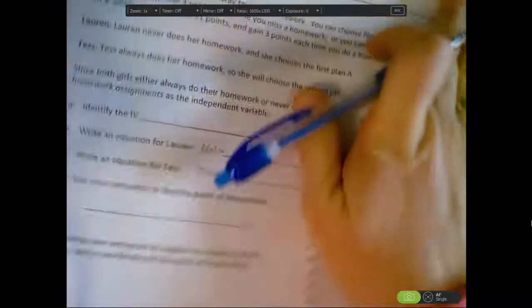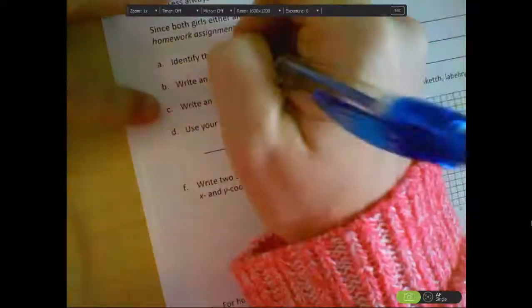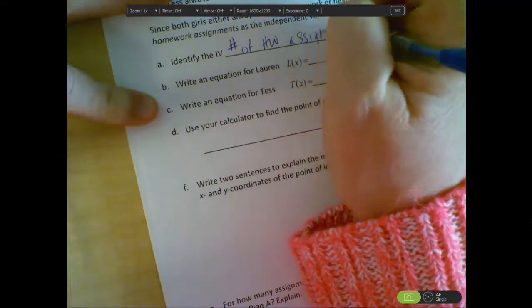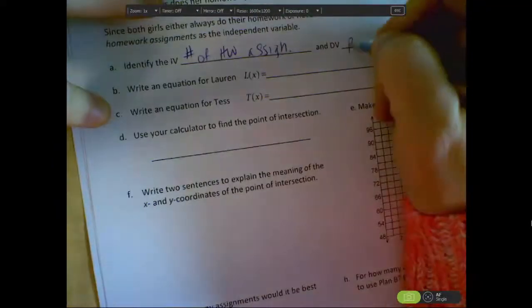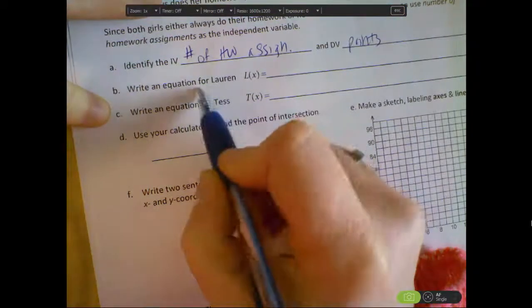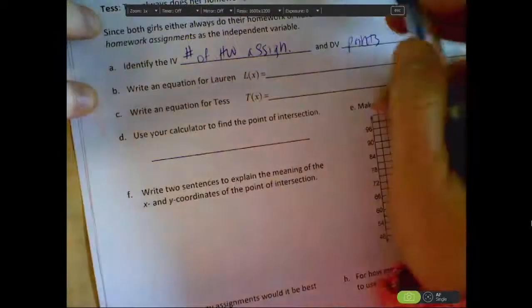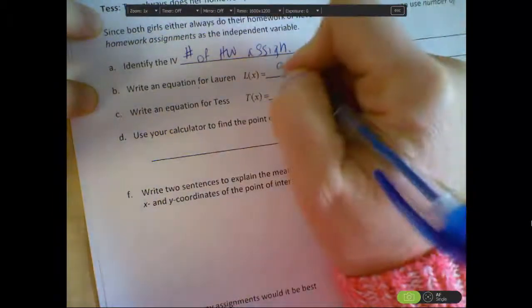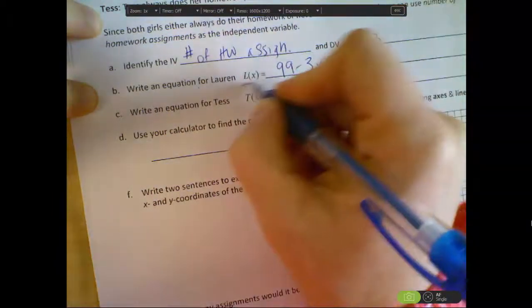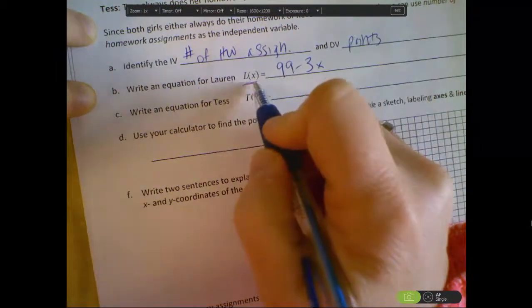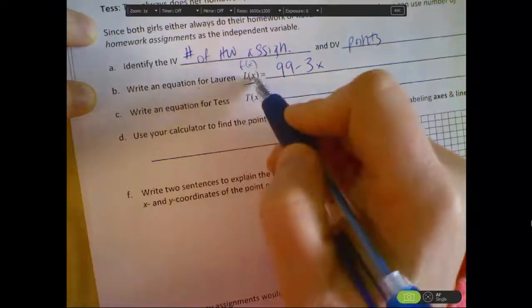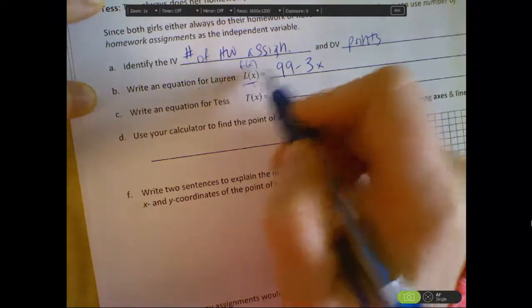And this one, your independent variable is the number of homework assignments you choose to do. And the dependent variable is your points. So Lauren never does homework, chooses A. A, you start with 99 and go down 3 for every homework. So 99 minus 3x. This is just function notation. We talked about this. Instead of y, sometimes we write f of x. Well, in this case, we're writing L of x for Lauren. It's not a big deal.